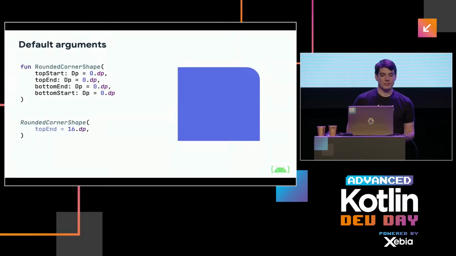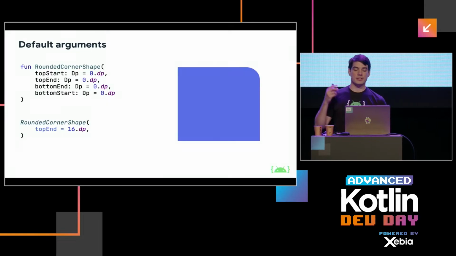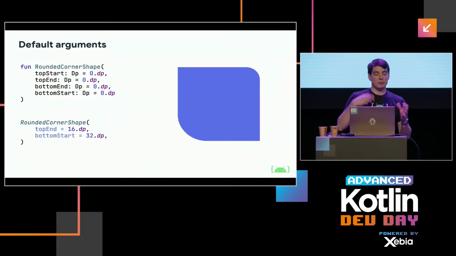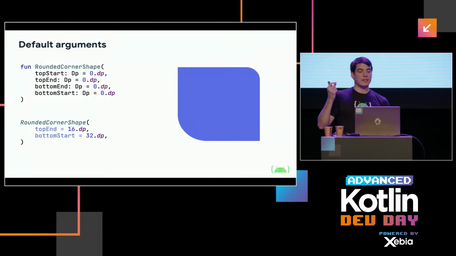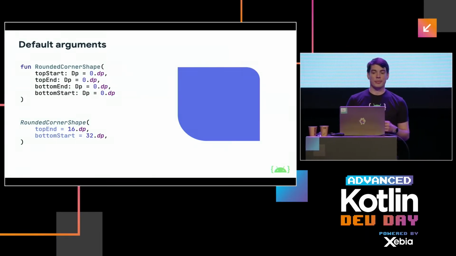The call site of this function looks something like this. Because we have default arguments for everything, we can specify just the rounding that we need. So for example, we can round just the top end corner of this shape if we want to. Or we can add more parameters and get more rounding, and everything that we don't specify at the call site is going to default to 0.